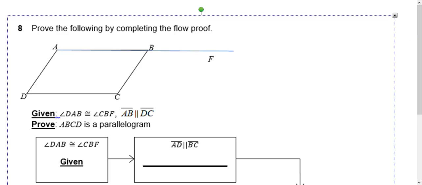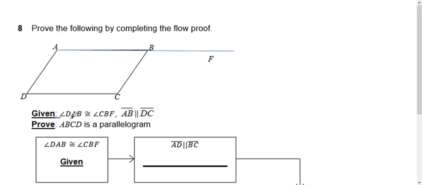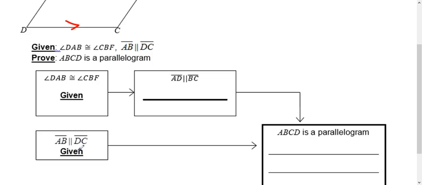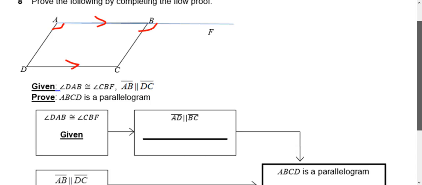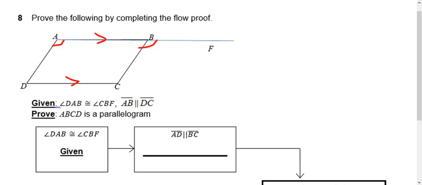So let's complete this flow proof to prove that this is a parallelogram. So angle DAB is congruent to angle CBF. And we're also told that AB is parallel to DC. So we've got our given and the other given. Pretty short proof.